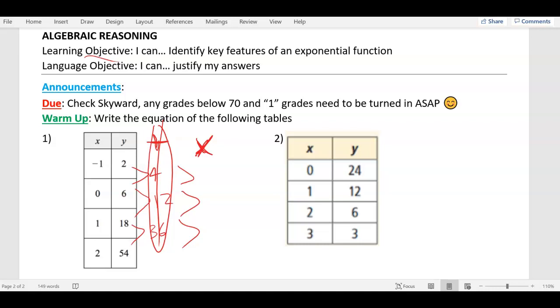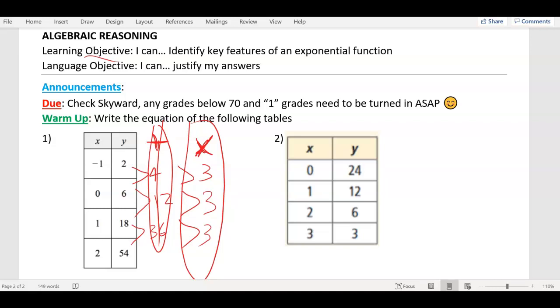It's 3. 2 times 3 is 6. I know y'all know this. Don't be afraid. So 6 times what is 18? Okay, 3. You get the idea. It's multiplying by 3 each time. When the y values are multiplying each time, that's exponential.